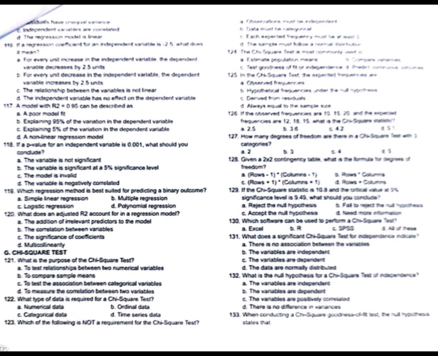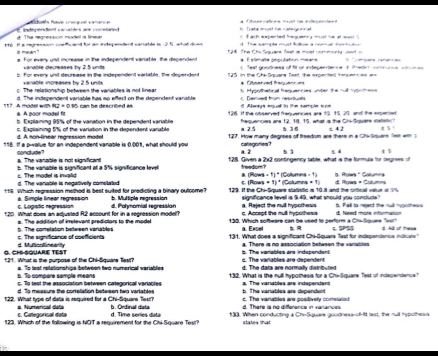126. If the observed frequencies are 10, 15, 20, and expected frequencies are 12, 8, and 15, what is the chi-squared statistic? So it must be letter A, 2.5. How many degrees of freedom are there in chi-squared test categories? So the answer is 2, letter A.